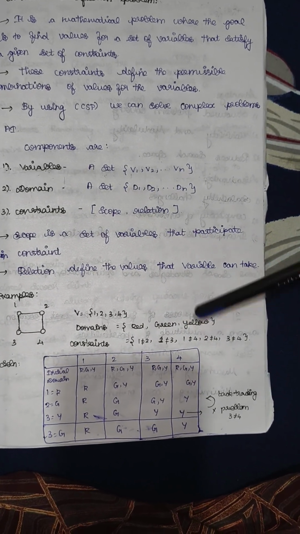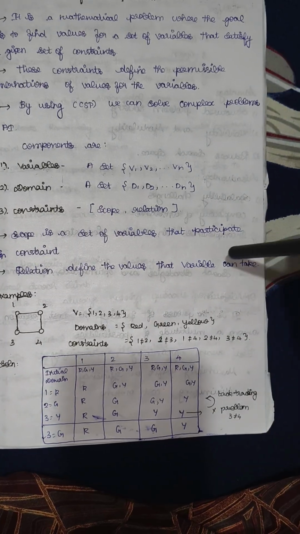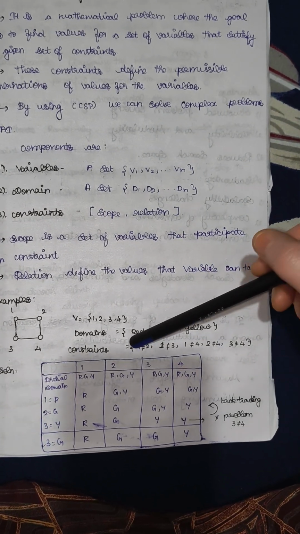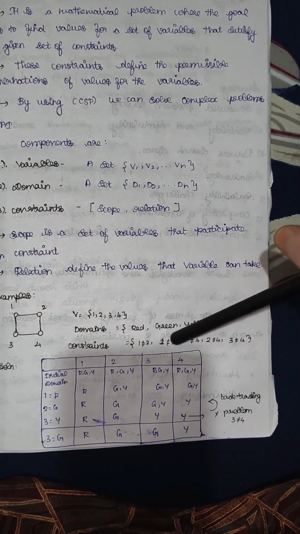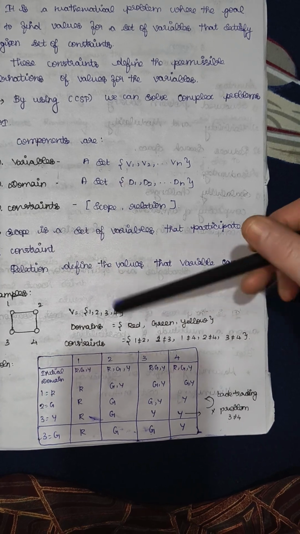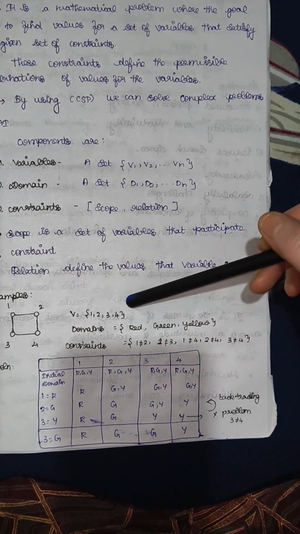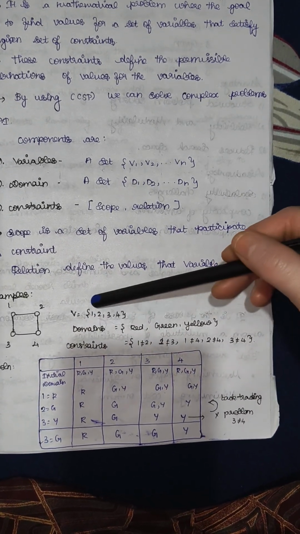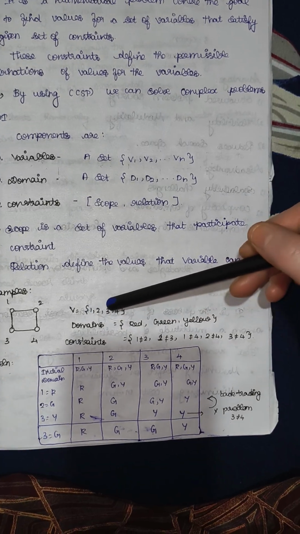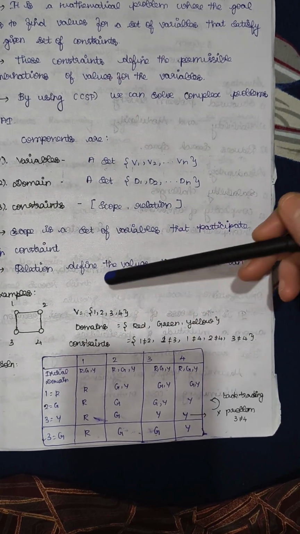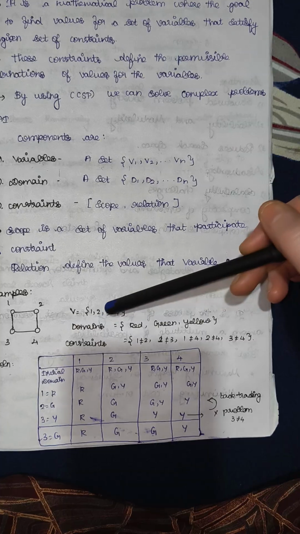To avoid confusion, they give certain constraints: 1 is not equal to 2, 1 is not equal to 3, and 1 is not equal to 4. So 1 is independent, that is, not dependent on 2, 3, and 4. Our next constraints are that 2 is not equal to 4 and 3 is also not equal to 4.